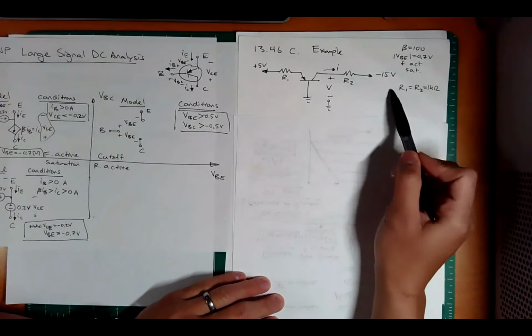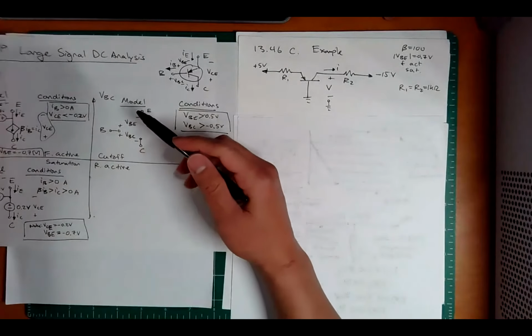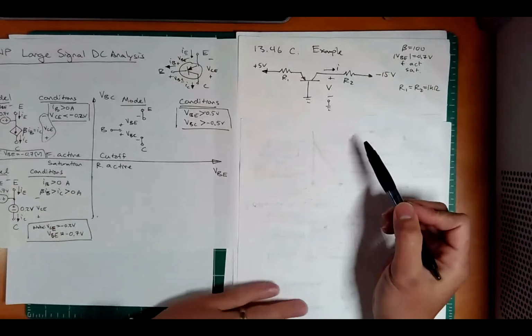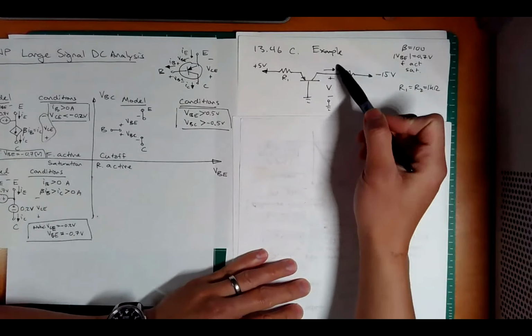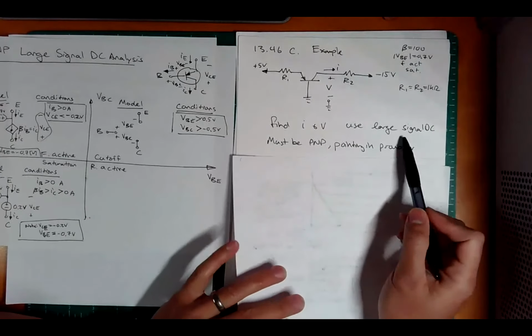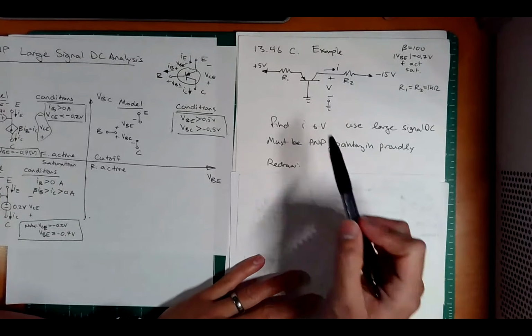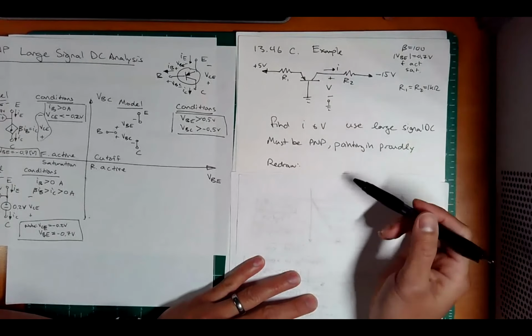Super weird. Yes, they give you the resistances, and yes, they tell you that VBE, if it's in these on conditions, is 0.7. They also give you the beta of 100. But this is a weird setup, right? And the question asks, what's V and I? And use the large signal DC analysis, okay? So we know it's PNP. And what I like to do when I see something weird like this is redraw it in a format where it makes a little more sense to me.